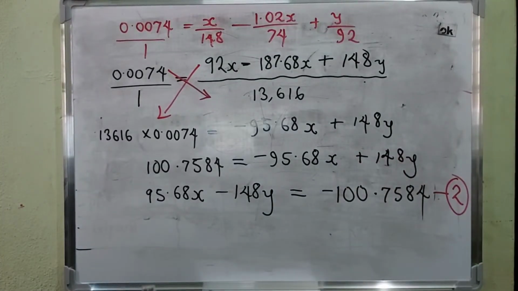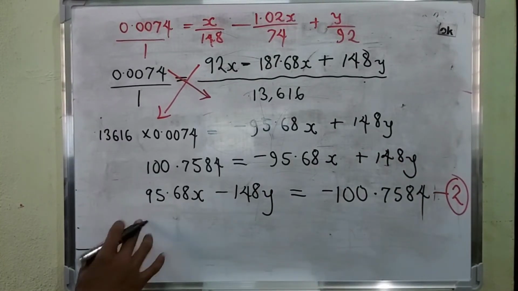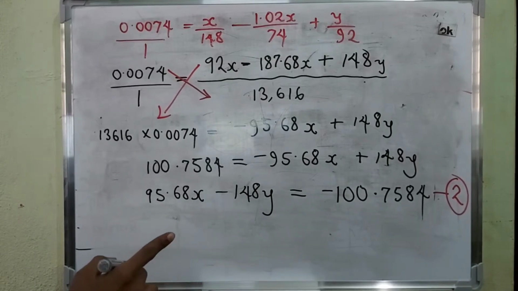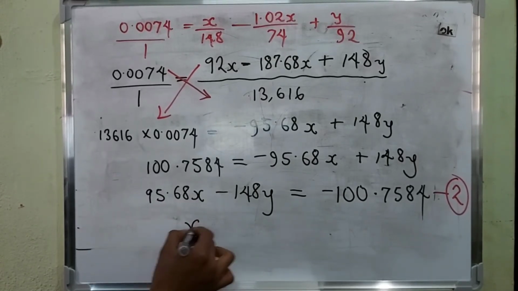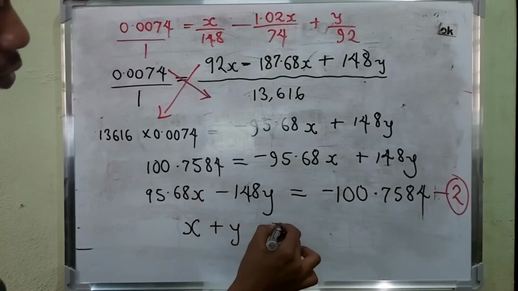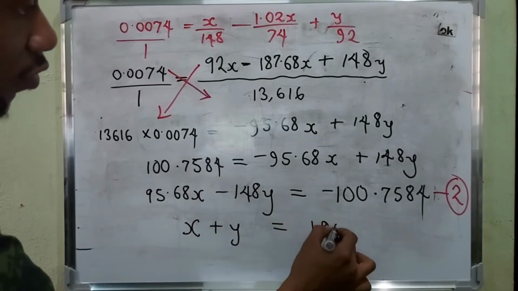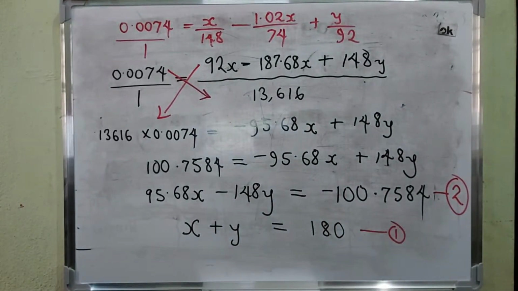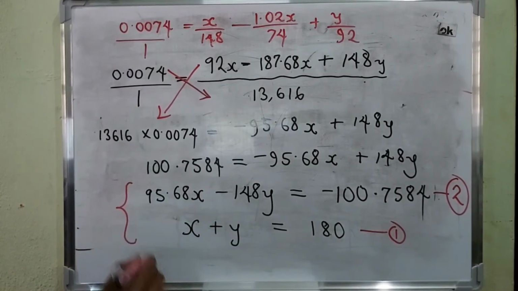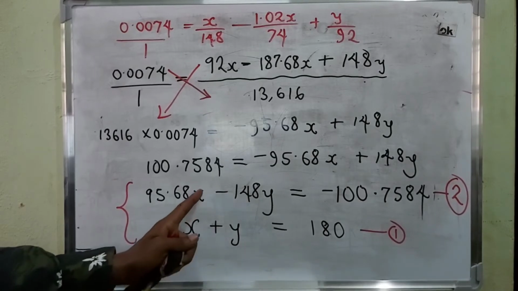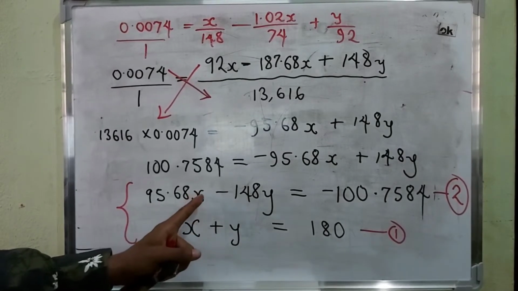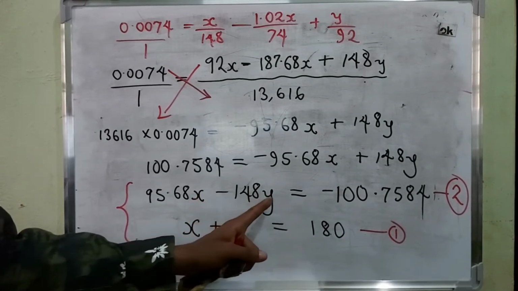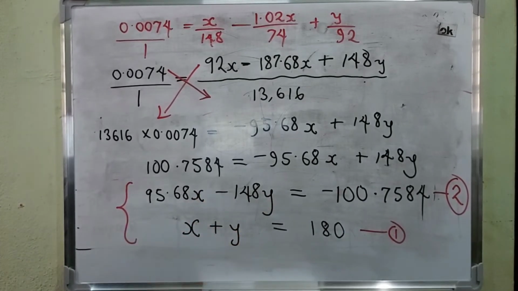Now we can write our equation 1, which we earlier got to be x plus y equals 180. So this was our equation 1. Now we're going to solve these two equations simultaneously to give us the masses of the anhydride, which is x, and that of the glycerol, which is y. So let me rewrite that and let's solve it.